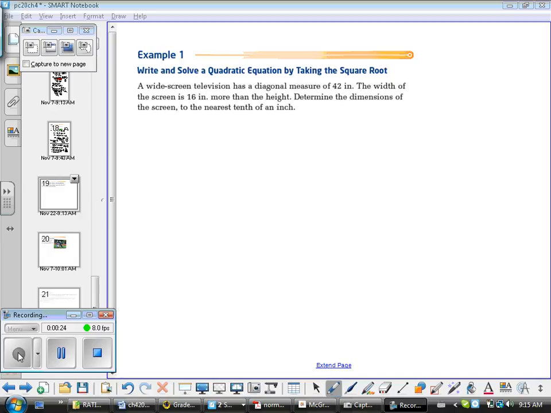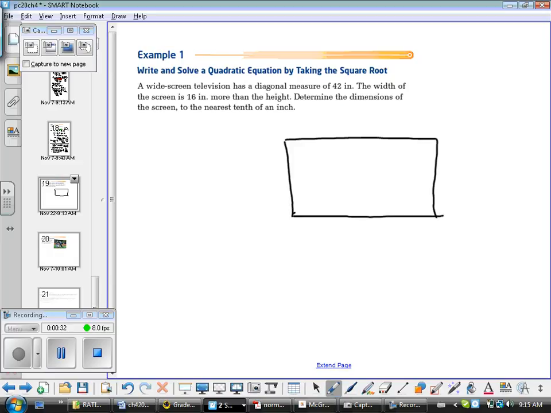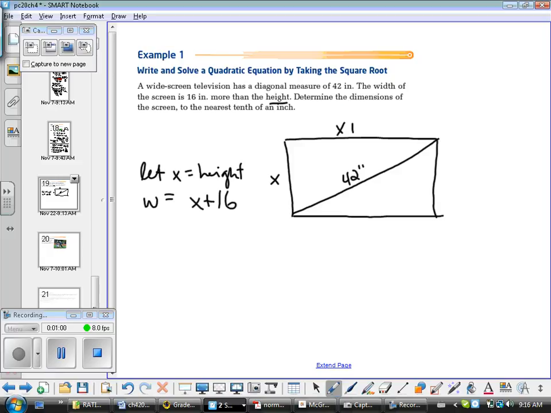Okay, so we're going to be looking for the height and the width. So I'm just going to draw a little diagram here so I know what I'm looking at. Okay, there's my TV. It's 42 inches on the diagonal. We know that the width of the screen is 16 inches more than the height. We don't know what either one is, but because it's being compared to the height, that's what I'm going to set my x as. Okay, so if I let x equal the height, then the width is 16 inches more than the height, so I'm going to make that x plus 16.